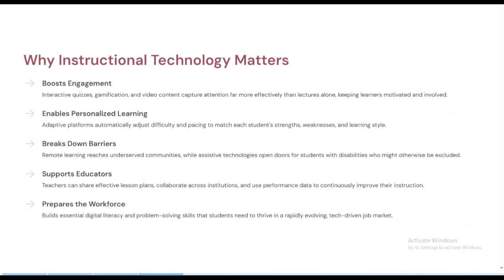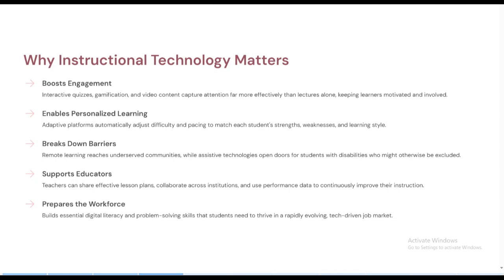The second one is that it enables personalized learning, where today we have adaptive platforms that automatically adjust difficulty or learning pace to match the student's preferences, whether strengths, weaknesses, or learning style. Some of those learning platforms can also, depending on the activity of the learner, recommend courses or reset difficulty levels for the learner.